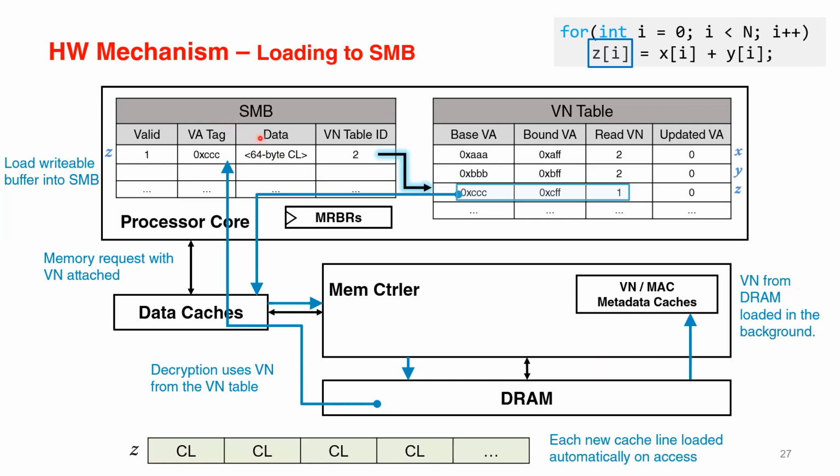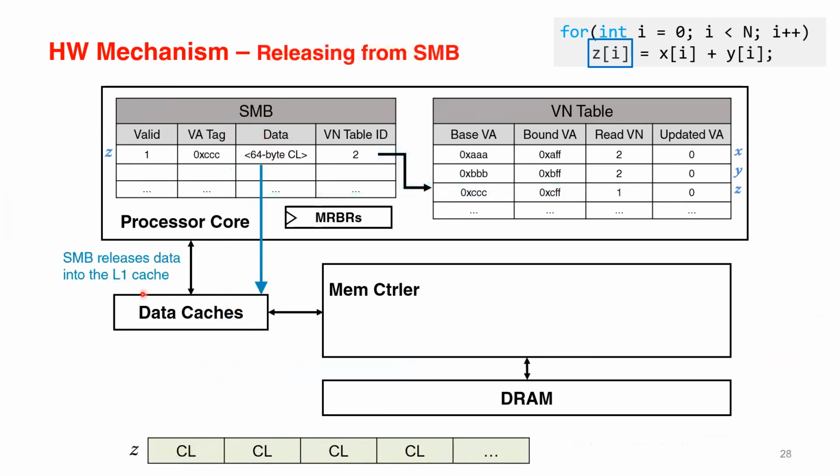As I mentioned, the SMB only stores one cache line at a time, whereas Z obviously has a number of cache lines. But because Z has a sequential write pattern, we can have the hardware automatically load the next cache line of Z each time the software sequentially accesses a new cache line of Z. And the previous cache line will be released by SMB into the L1 cache once it's done writing to it.